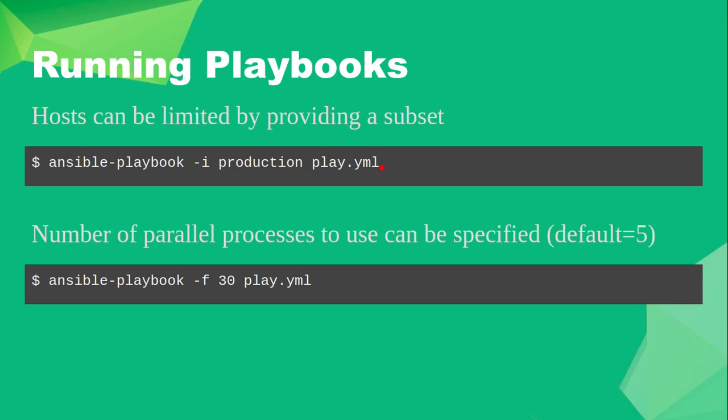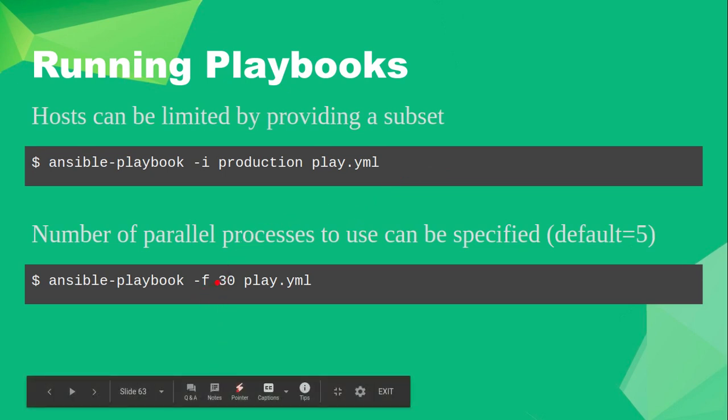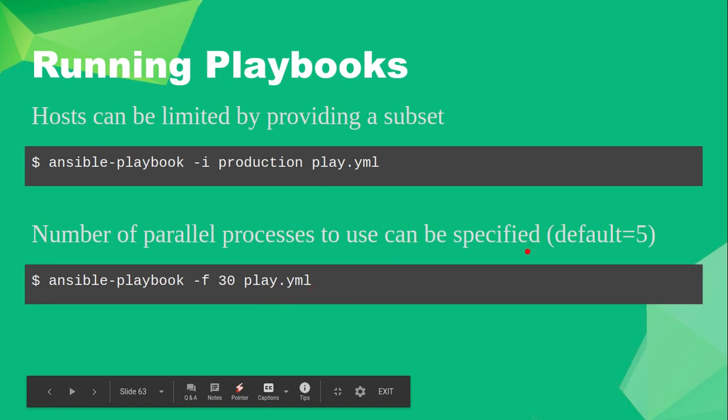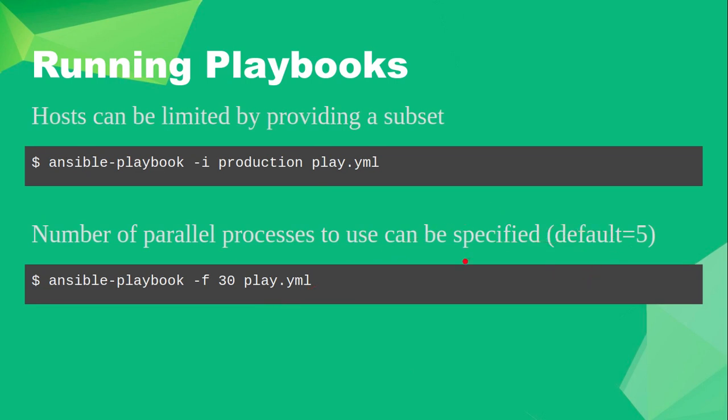Now, the number of parallel processes to use can be specified. The default is 5. Let's say you are giving some tasks and you want to execute all those tasks or plays in parallel, that is perfectly fine. You can provide the -f option and an integer value, and accordingly it will create that many parallel processes to execute your tasks. But if you don't provide that number, by default 5 parallel processes will be executed.